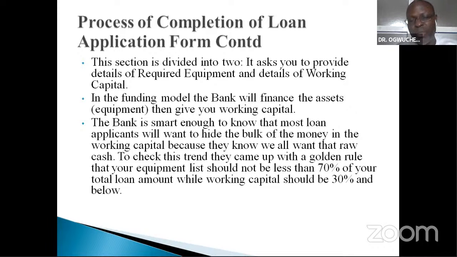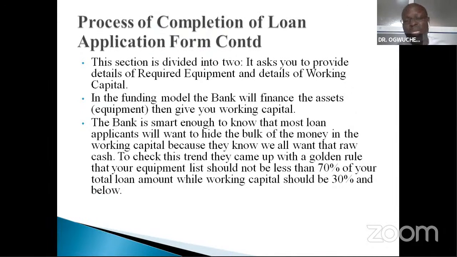The bank, of course, is smart enough to know that most loan applicants want to hide the bulk of the money in the working capital. They know we all want the raw cash so that we'll be able to run our business. But to check this trend, the bank came up with what we call the golden rule: your equipment list should not be less than 70% of your total loan amount, while the working capital should be 30% or below.